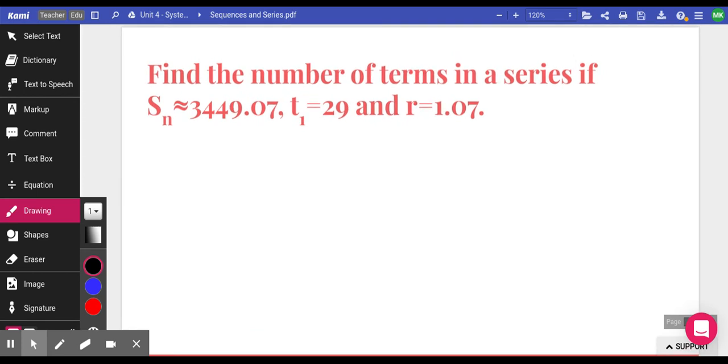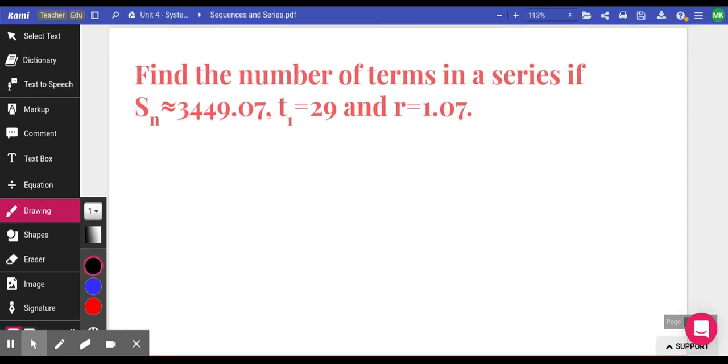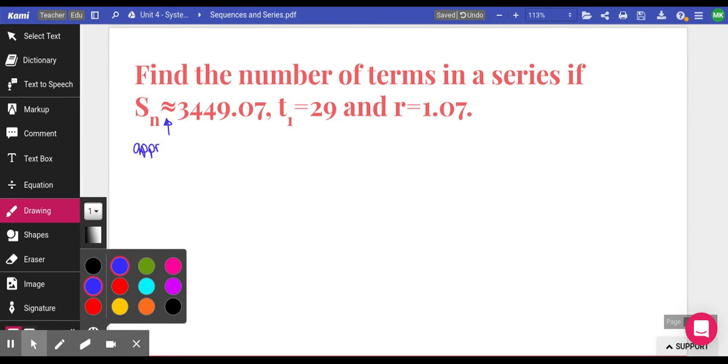This one right here. Find the number of terms in a series if S of n equals, and that actually isn't equals, that's approximately equals 3,449.07. That means they must have done some rounding somewhere. They've told me the first term. They've told me r. So my job is to look at the formulas and figure out which one would tell me the n value, because that's what I'm looking for. Find the number of terms.